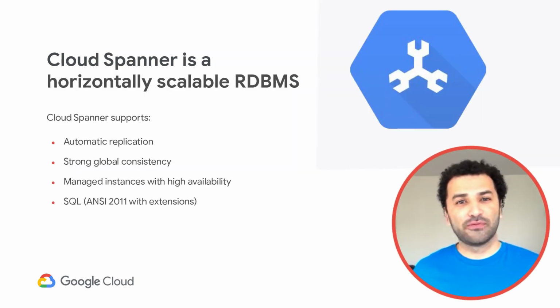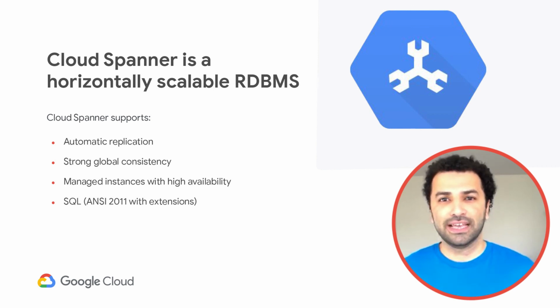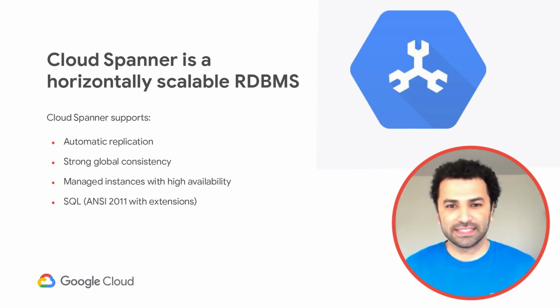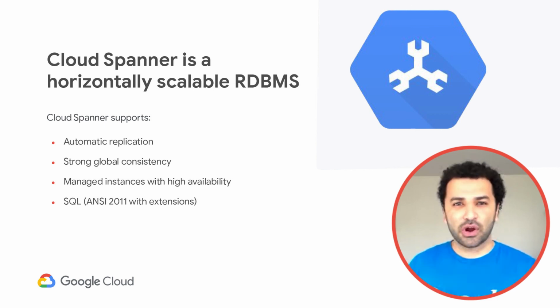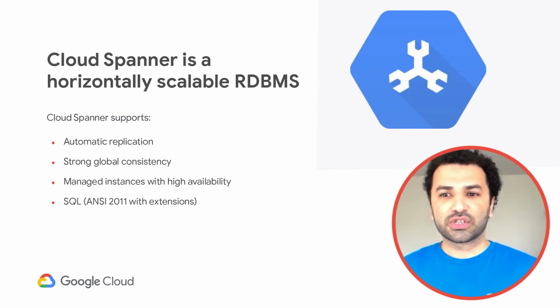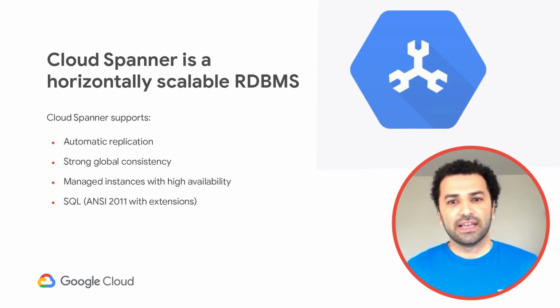Now, if what you're looking for is more of horizontal scalability and availability across multiple regions, then you might be interested in Cloud Spanner. It supports strong consistency, including strongly consistent secondary indexes, SQL, and managed instances with high availability.